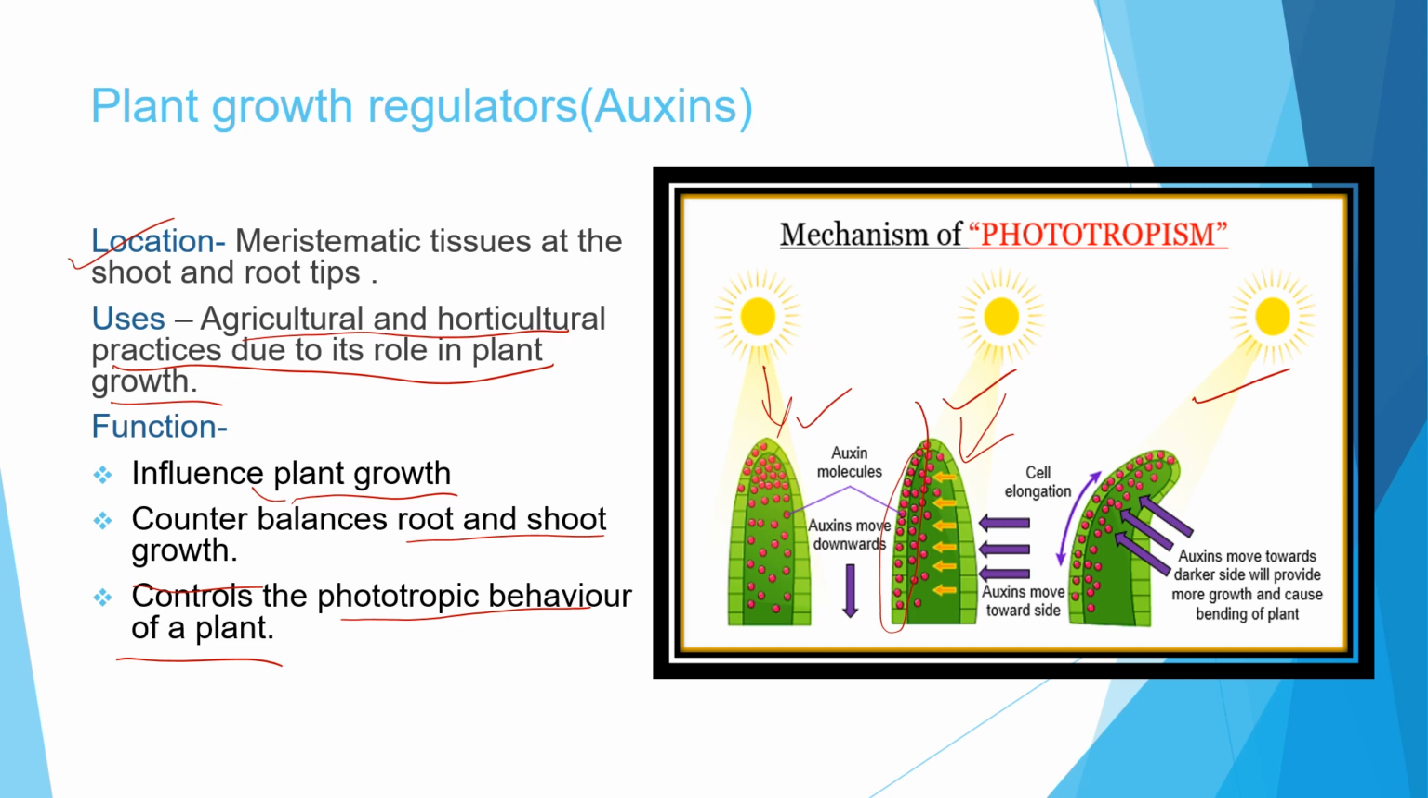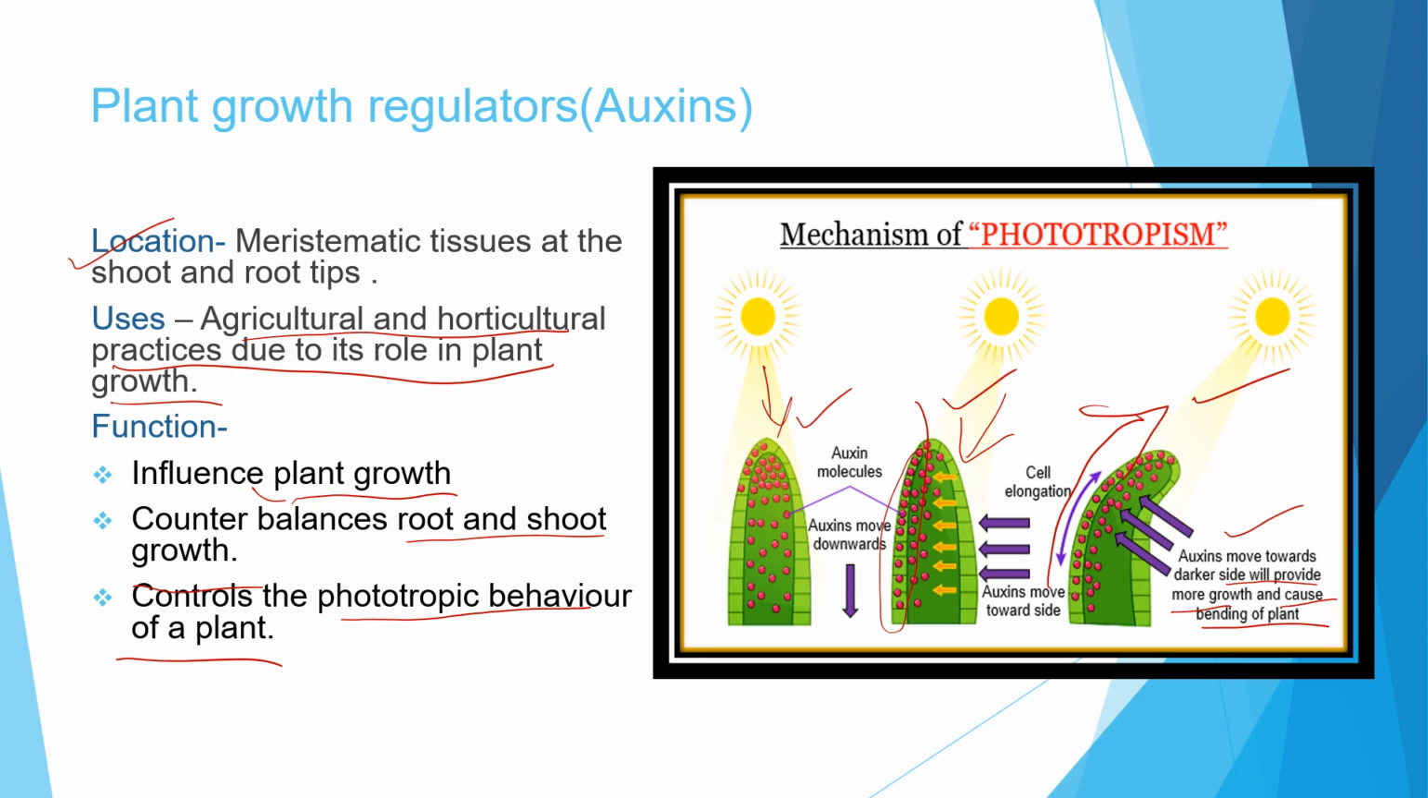As they are growing longer and faster, the plant appears to bend towards the light. The plant bends towards the light as the shady part, which had more auxin, grew faster and longer. So auxin is moving towards the darker side and provides more growth, causing the bending of the plant. This is the role of auxin in controlling the phototropic behavior of a plant. Auxin gets concentrated away from the sunlight in the shady part, stimulates the cells to grow longer and faster, and the plant bends towards the light.